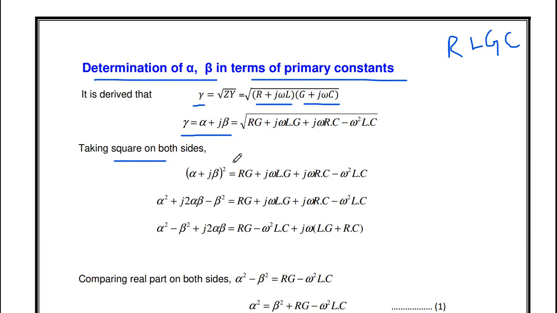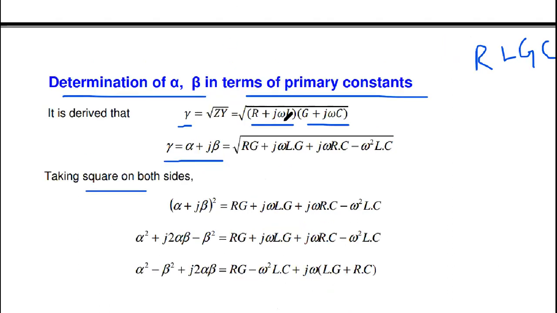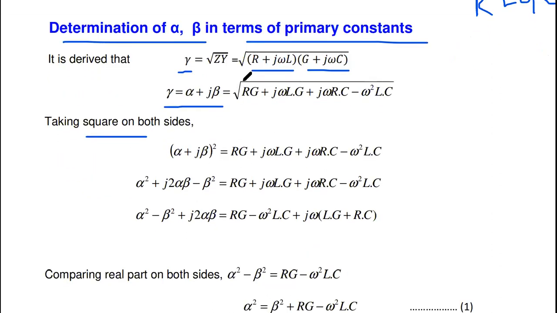So alpha plus j beta squared is equal to, you take the square. If you are taking the square, the square and square root cancel. So RG plus j omega LG plus j omega RC minus omega squared LC. Okay, so that's one. Similarly, you just expand alpha plus j beta the whole squared using the a plus b whole squared formula. If you expand this, we will get alpha squared plus 2j alpha beta plus j squared beta squared. So j squared, you know, is minus 1. So minus beta squared equals this thing.